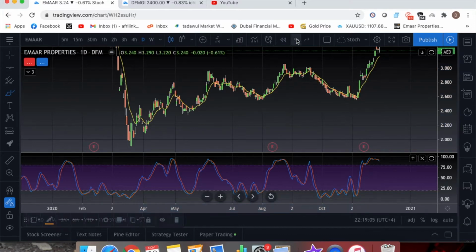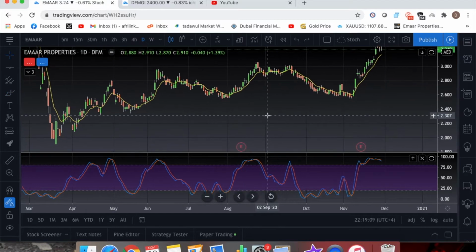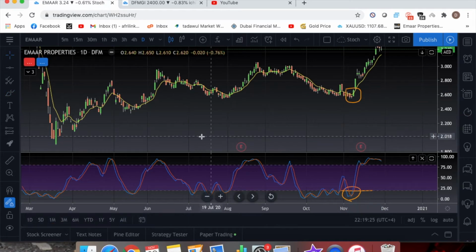Now let's see criteria number two. It says stochastics should be in an oversold condition. Here we can see a recent example, it's in an oversold condition, below 20, exactly at this position. So we are now fulfilling two criteria. The first one, Emaar is in an uptrend. The second one, stochastics is in an oversold condition.